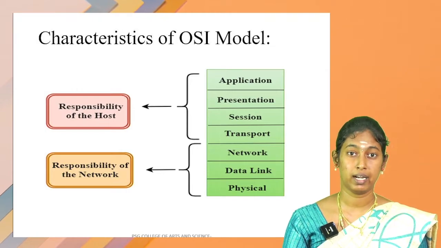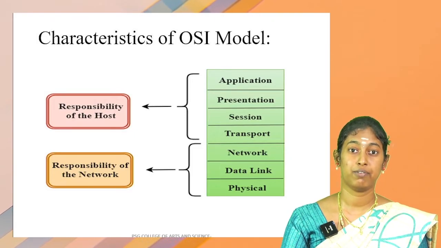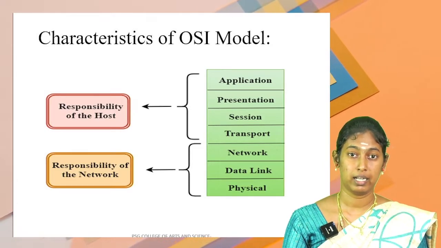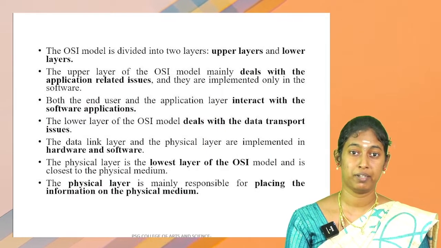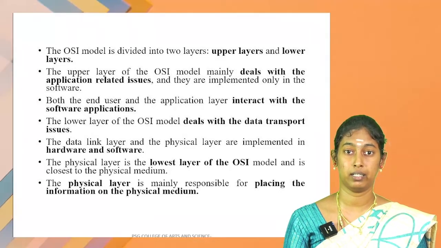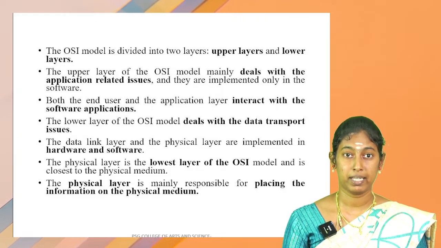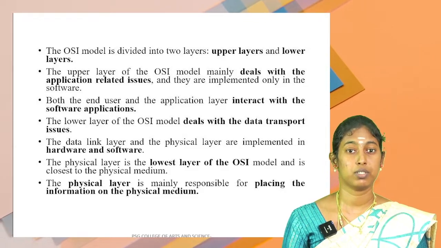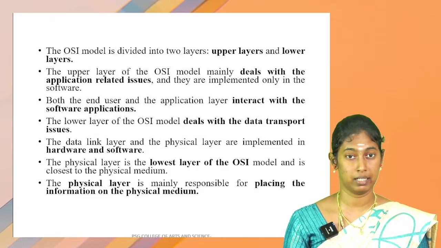Each and every layer has its own characteristics. The top 4 layers we call the upper layers, and they work on the responsibility of the host, and the last 3 layers work for the responsibility of the network. As we already saw in the previous slide, there are 7 layers in total. The upper layers mainly deal with application related issues, and they are implemented only in the user's software. Here both the end user and the application layer interact with each other.